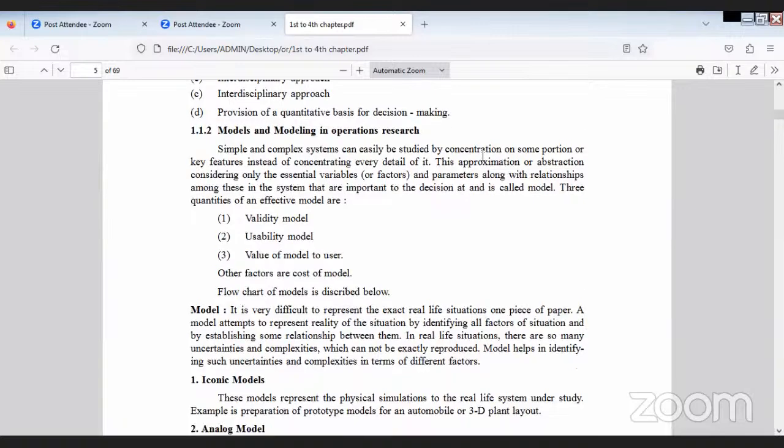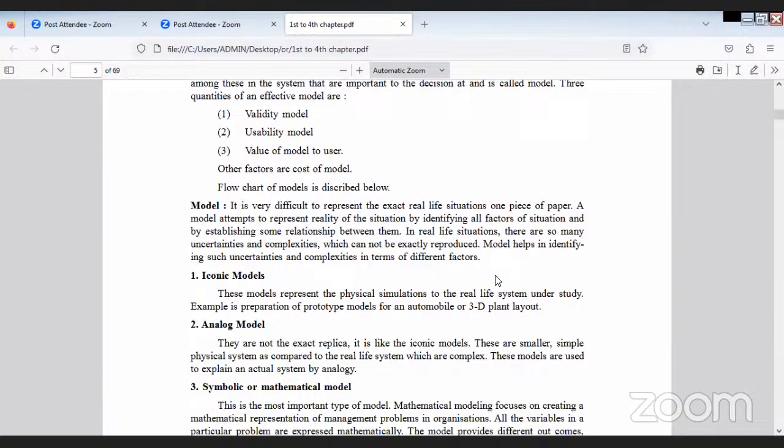It is very difficult to represent the exact real-life situation on one piece of paper. A model attempts to represent the reality of the situation, identifying all factors, such as iconic model, analog model, symbolic model, mathematical model, and establishing some relationship between them. In real-life situations, there are so many uncertainties and complexities which cannot be exactly reproduced. A model helps in identifying such uncertainties and complexities in terms of different factors.